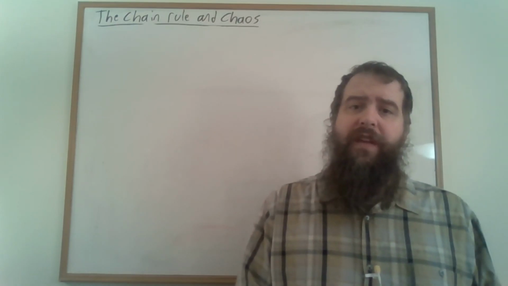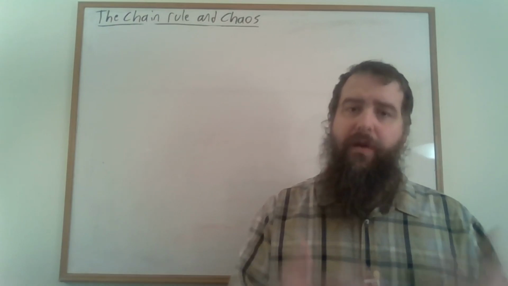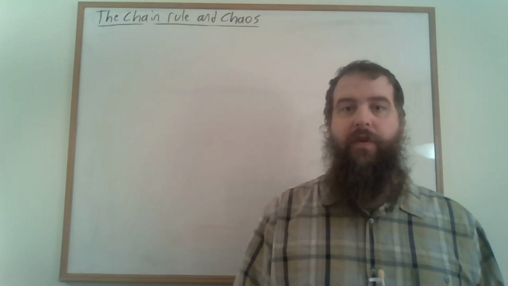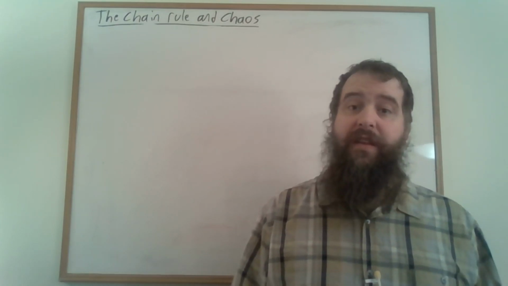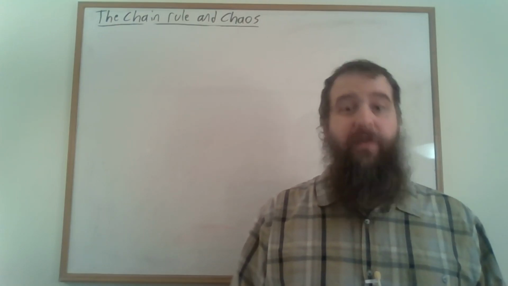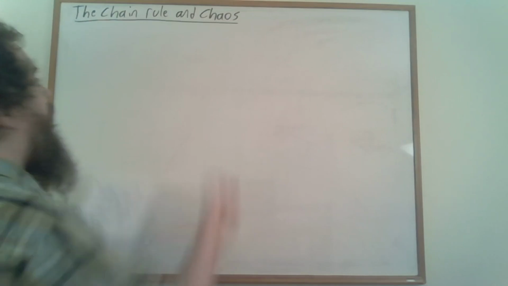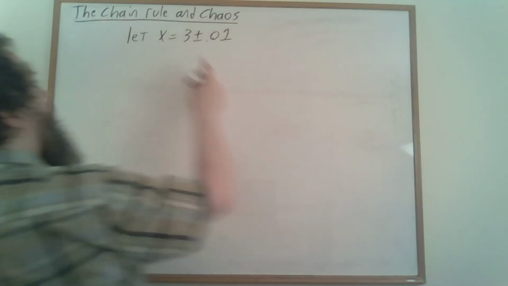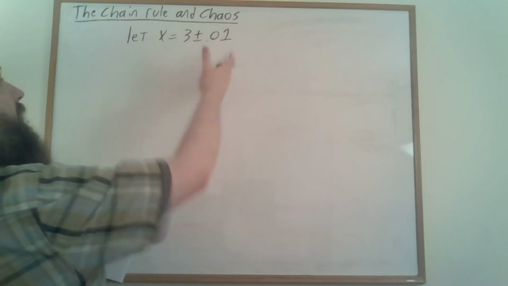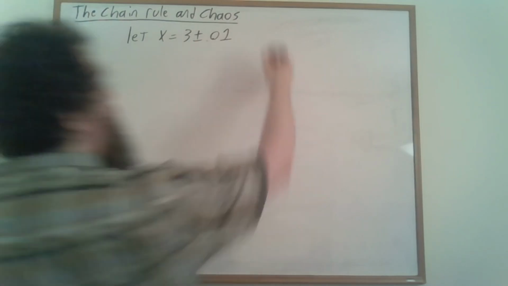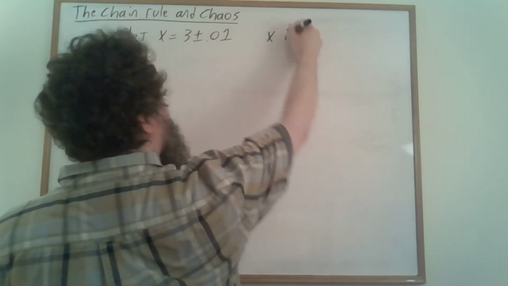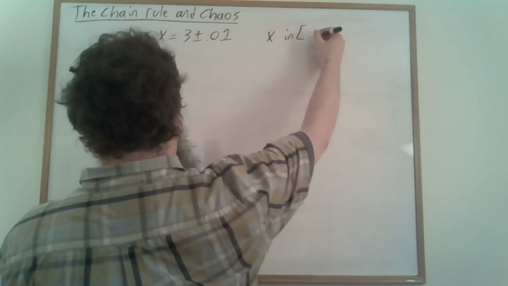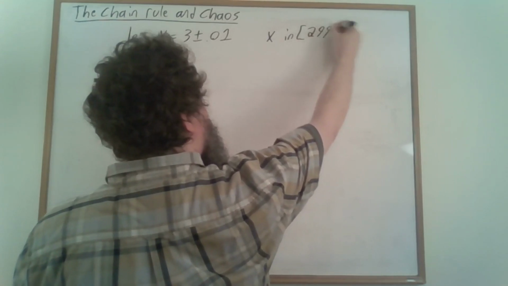So hopefully this video will help build on your understanding of the chain rule and its physical significance, but this isn't meant to introduce you to the chain rule. I'll start off with a single value x as 3 plus or minus 0.01, and in particular that means that x is in the interval from 2.99 to 3.01.